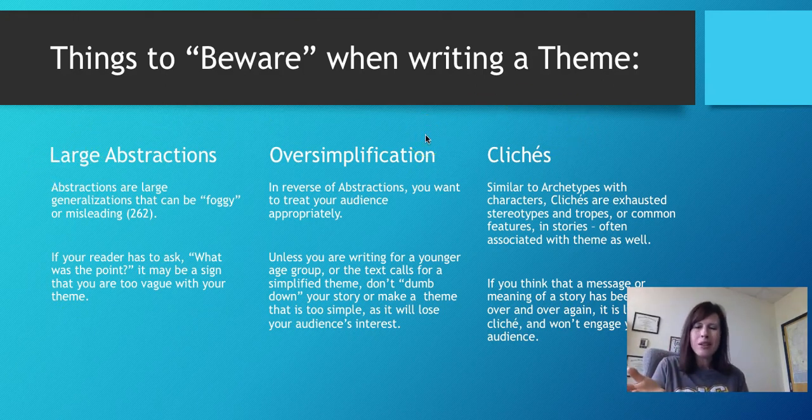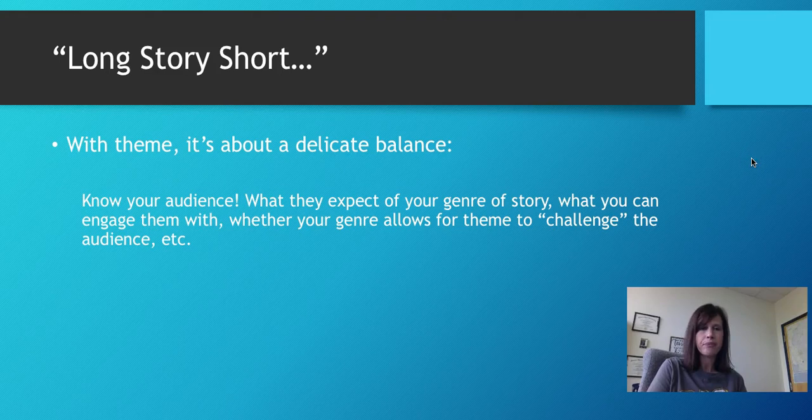Now for our paper 1, it's an analysis of a short story, so you don't have to worry about this so much as if you were in a creative writing class, but there's still things to watch out for. If you're writing an analysis of a short story for paper 1, you might analyze the theme and ask: were there any large abstractions? Was it oversimplified? Were there cliches? Or was it fresh and different? Those are just 3 things to watch out for.